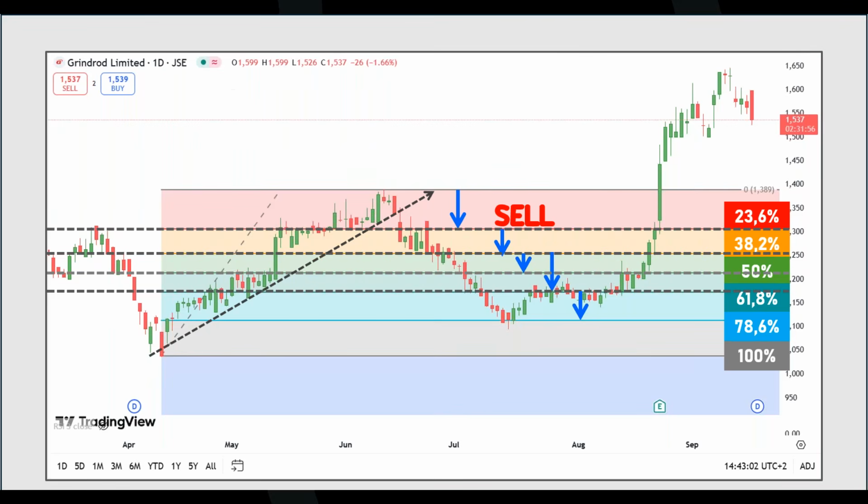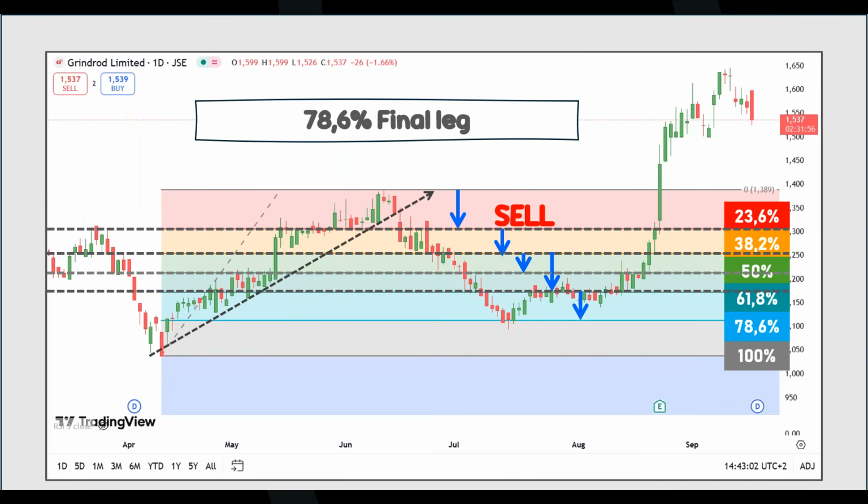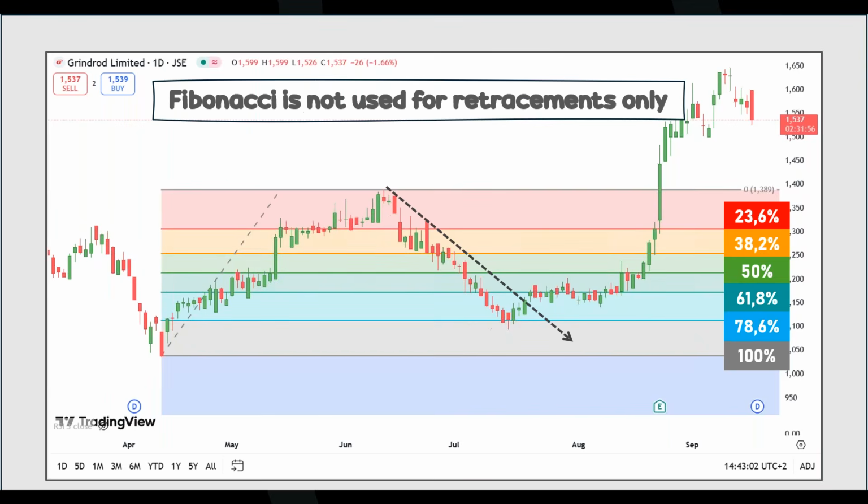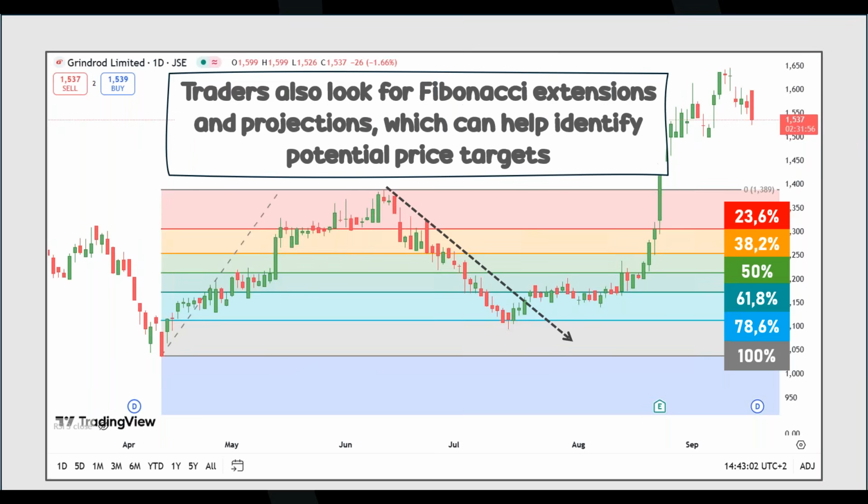And that's where it should kind of stop. Otherwise, it just goes to 100% retracement. It kind of does stop there. That will be the final leg there. Because Fibonacci is not only used for retracements, you can also predict where it's going to go on the upside.